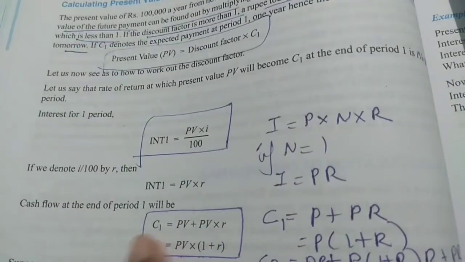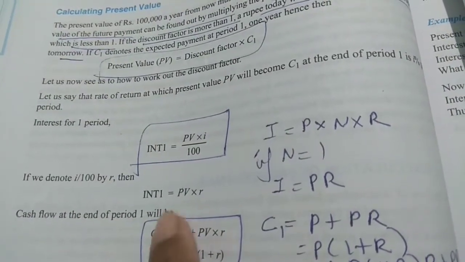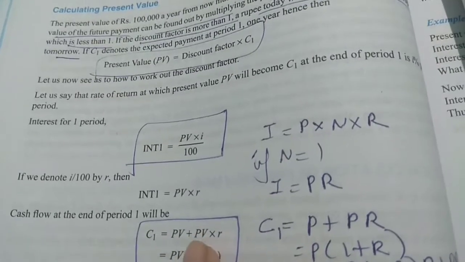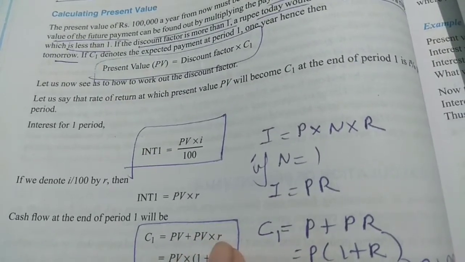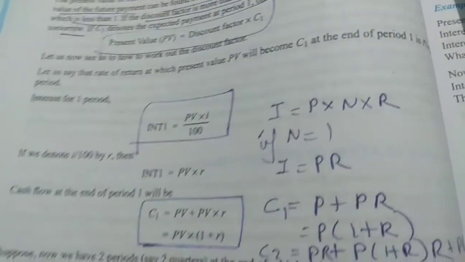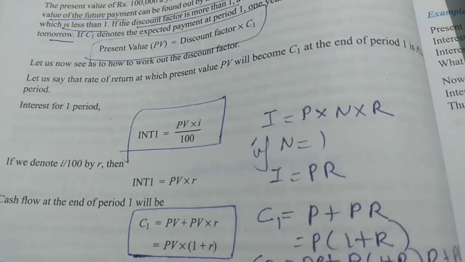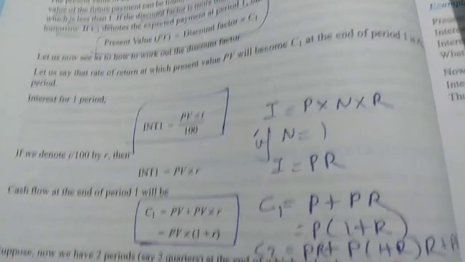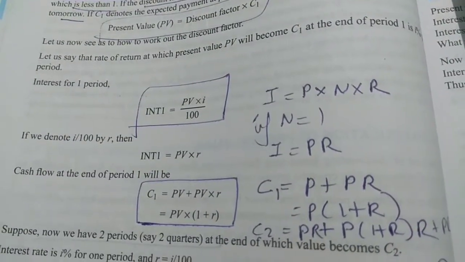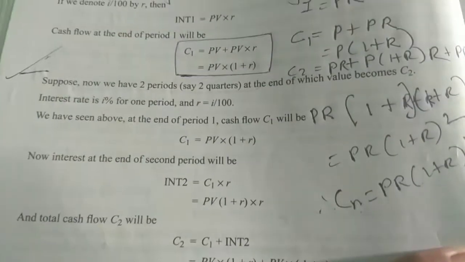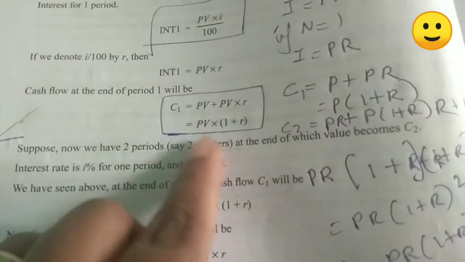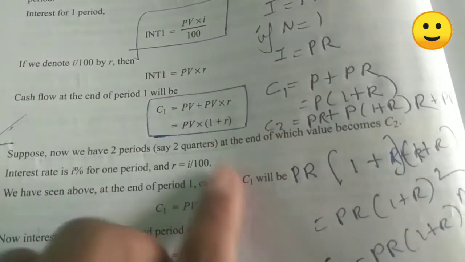So cash flow C1 at the end of period 1, first cash flow, equal to present value plus R into PV, the first interest. So PV into 1 plus R. Therefore present value is first cash flow by 1 plus R. So C1 is the cash flow for period 1.